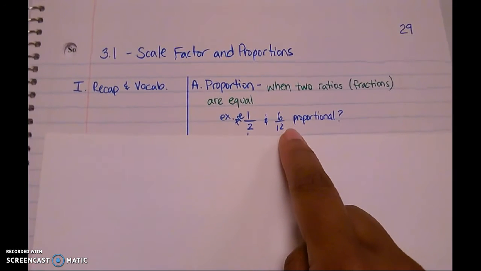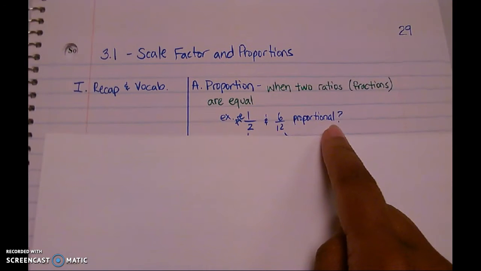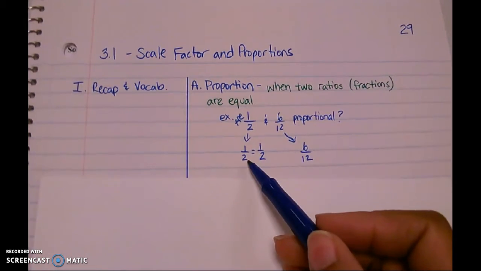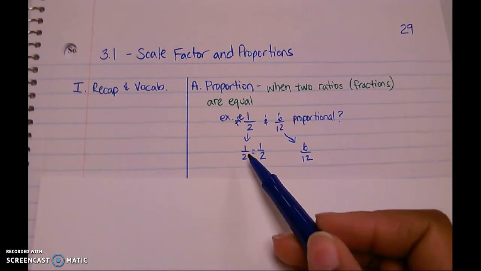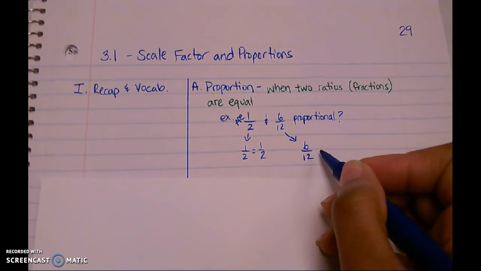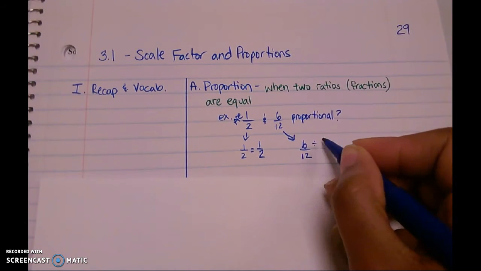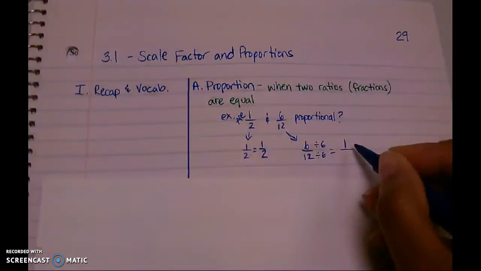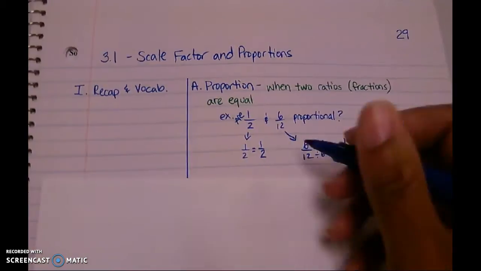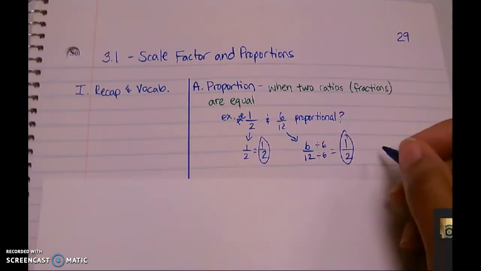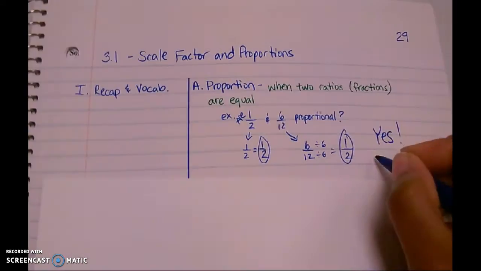Are 1/2 and 6/12 proportional? Well, in order to determine whether they're proportional, we have to see whether or not they are equal. So, I can see that 1/2 is already simplified. Okay, it can't get any lower than 1/2. Now, 6/12, I can simplify this further because both 6 and 12 can be divided by 6. Okay, 6 divided by 6 is going to equal 1, and 12 divided by 6 is going to equal 2. So, we can see that both of these fractions are going to equal 1/2. So, are they proportional? Yes, they are proportional.